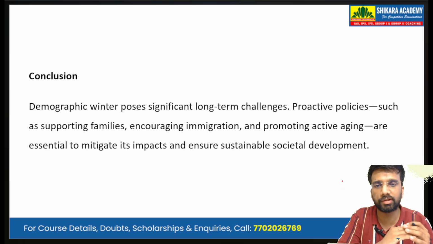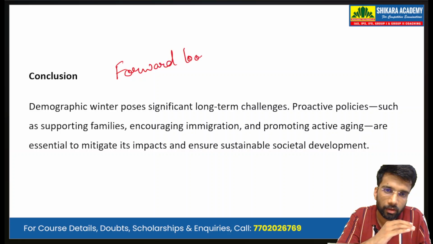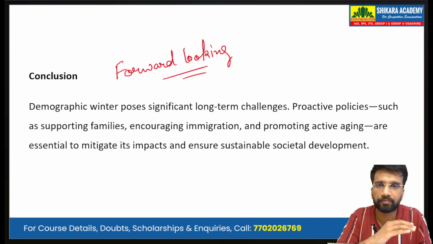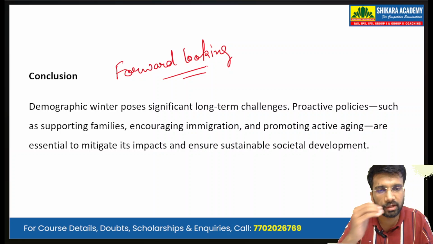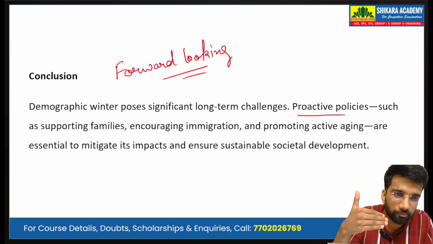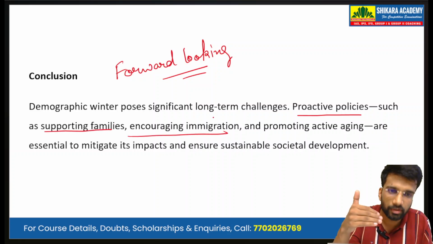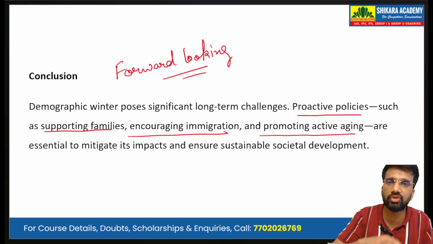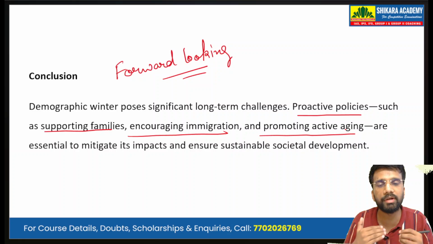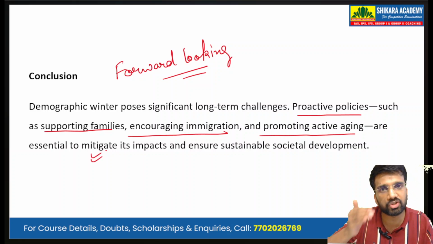Now, we conclude the answer. So we write about the challenges, a forward-looking conclusion, like what can be the challenges. Demographic winter poses significant long-term challenges. And how can we overcome them? So proactive policies such as supporting families, encouraging immigration, and promoting active aging are essential to mitigate its impact and ensure sustainable societal development. So the mitigation of the challenges.